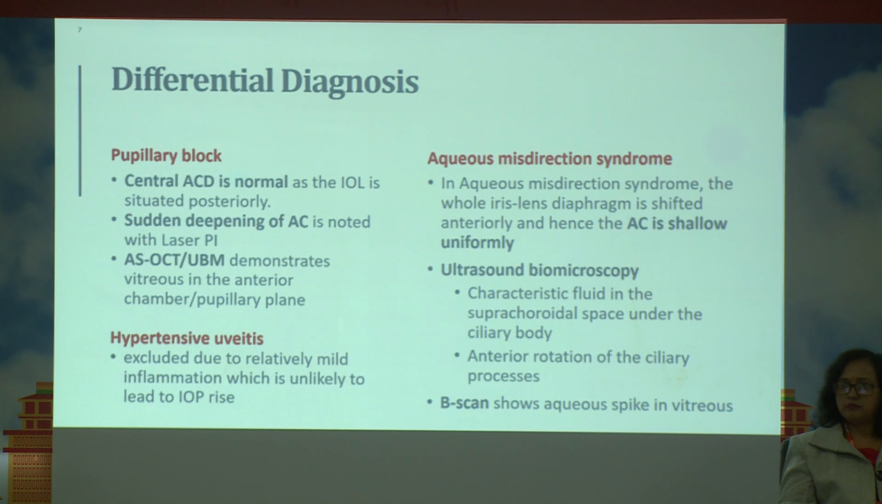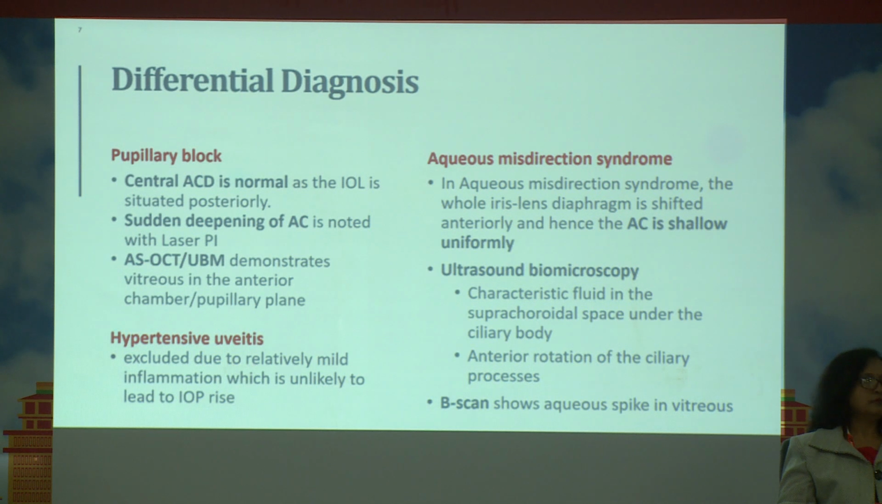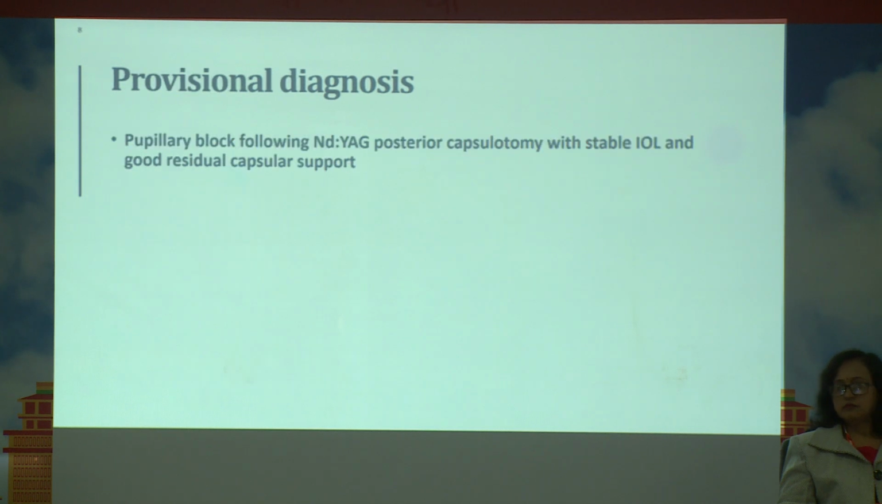In this case, we had not done an ASOCT or UBM, but if done, it would demonstrate vitreous in the anterior chamber or the pupillary plane in the case of pupillary block, whereas in aqueous misdirection syndrome, there will be a characteristic fluid in the suprachoroidal space under the ciliary body with anterior rotation of the ciliary processes. On our B scan, we got a normal B scan, whereas if it had been aqueous misdirection, there would have been aqueous spikes in the vitreous. It's not hypertensive uveitis because the inflammation was not enough to cause an IOP rise.